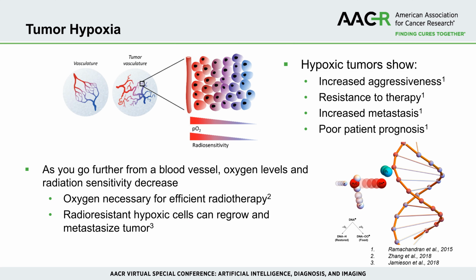Low oxygen, termed hypoxia, arises from decreasing oxygen levels as you go further away from vessels or the transient occlusion of them. Molecular oxygen drastically improves the efficacy of ionizing radiation. Therefore, hypoxic cells confer a resistance to radiotherapy. And furthermore, biochemical pathways become altered to promote hypoxic cell survival.